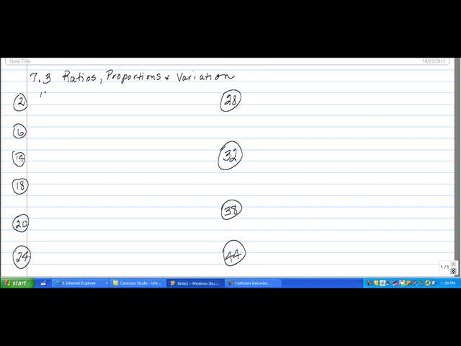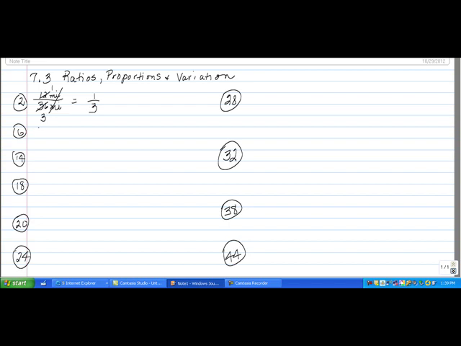So 12 miles to 36 miles. The miles cancel out. 12 goes once and 3. So that's a ratio of 1 to 3. Notice we need like units for these.